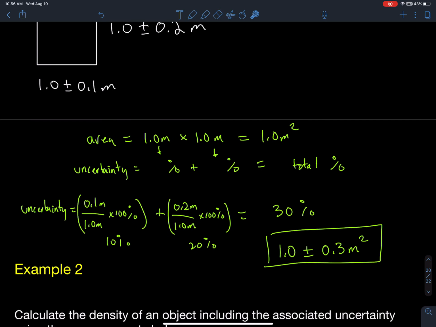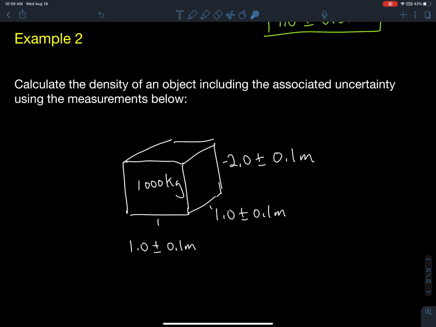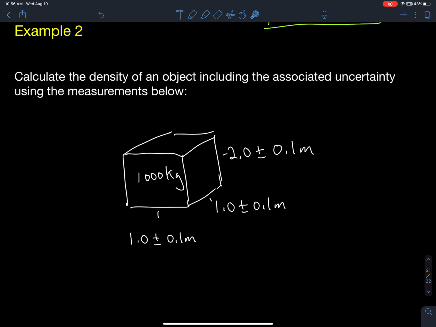Okay, now for example 2, this is something that you're actually going to be doing as a little mini lab in class on Friday. Calculate the density of an object, including the associated uncertainty, using the measurements below. We're going to be doing a lot of practical calculations there, so you're going to have to try to figure this out. Okay, let's say that I have a block that's 1,000 kilograms, and I forgot to write that 1,000 kilograms has an uncertainty of 1 kilogram. So it's 1,000 kilograms plus or minus 1 kilogram.